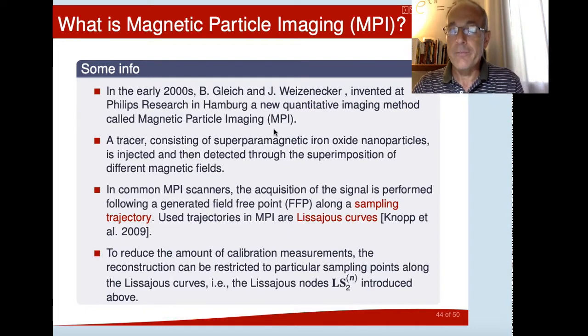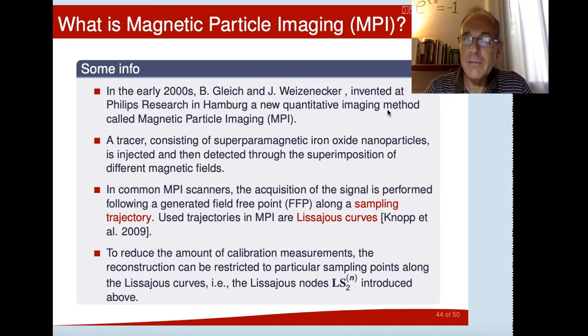So the final application is the so-called application to magnetic particle imaging. So what is magnetic particle imaging? Well, it is a new quantitative imaging method invented in the early years of the century by Gleich and Weizsäcker at the Philips Research Laboratory in Hamburg. The idea behind the MPI is a tracer that consists of a superparamagnetic iron oxide nanoparticle injected in the body and then detected through the superimposition of different magnetic fields.